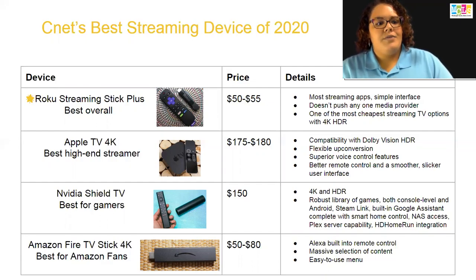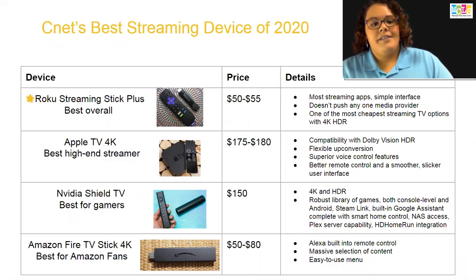There's also the Apple TV 4K, and this is one of the most expensive ones. It's their best high-end streamer. So this one is if you are wanting all the goods and you're willing to pay for it, you can go for the Apple TV 4K. It's compatible with Dolby Vision HDR, flexible upconversion, superior voice control features, a better remote control, and a smoother, slicker user interface.